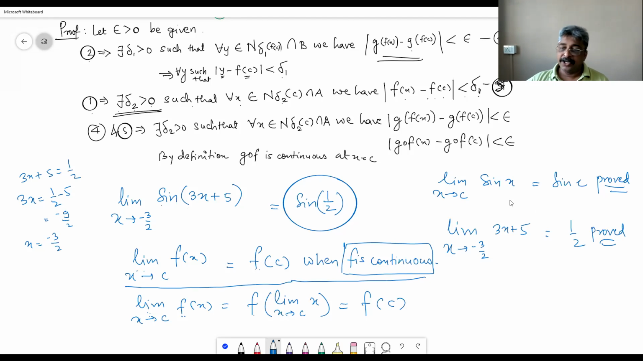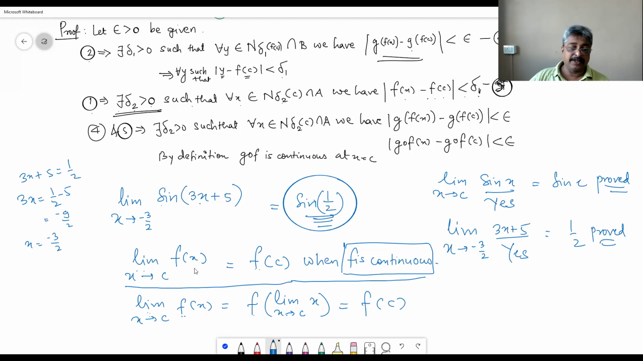Is sin x continuous? Yes. Is 3x plus 5 continuous? Yes. Therefore, continuity of composition is available. I need not keep thinking; just put x back over here and write the answer. But indirectly, we are following the rule of composition of function and continuity.